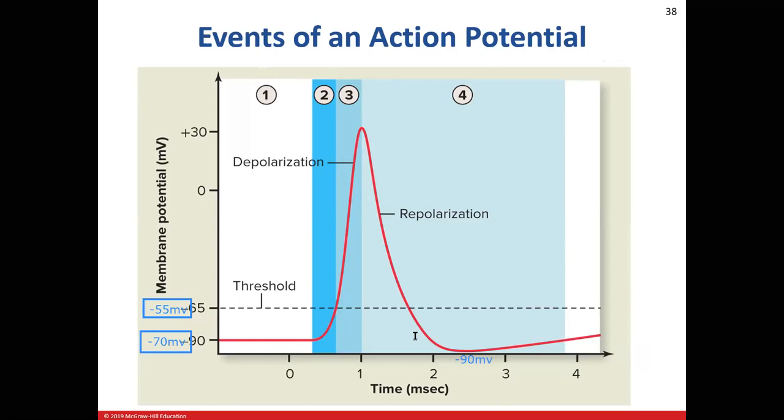And so we'll actually talk more about hyperpolarization a little bit later. But these are the two major phases of an action potential in a muscle cell. We have depolarization that makes the cell more positive, and we have repolarization that's making the cell more negative back to its resting phase or resting membrane potential.